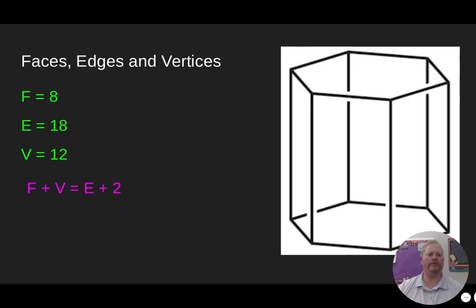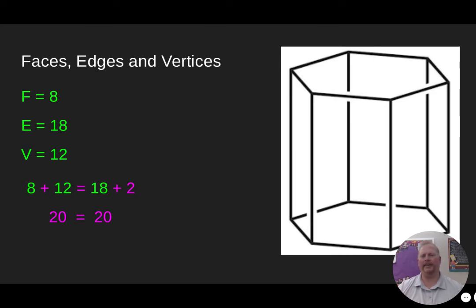Let's do the same thing for the hexagonal prism. So there were 8 faces, and there were 12 vertices, and then there were 18 edges. So 8 plus 12 is 20, and 18 plus 2 is 20. So again, it works out. Proof that we did it right.